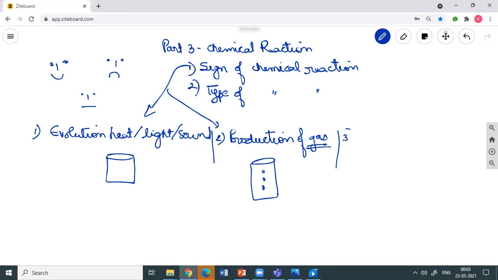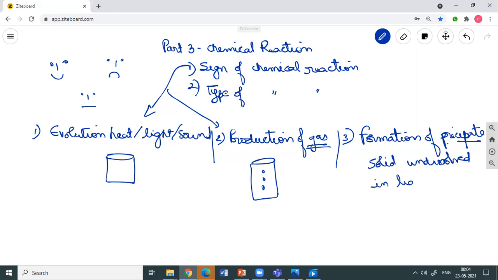Now the third indicator is formation of precipitate. All of you would be very familiar with this term by now. What is a precipitate? Can anybody quickly try to tell the meaning of this word? A precipitate, children, is generally a solid which remains undissolved in the liquid. If this liquid is water, we call it an aqueous solution.